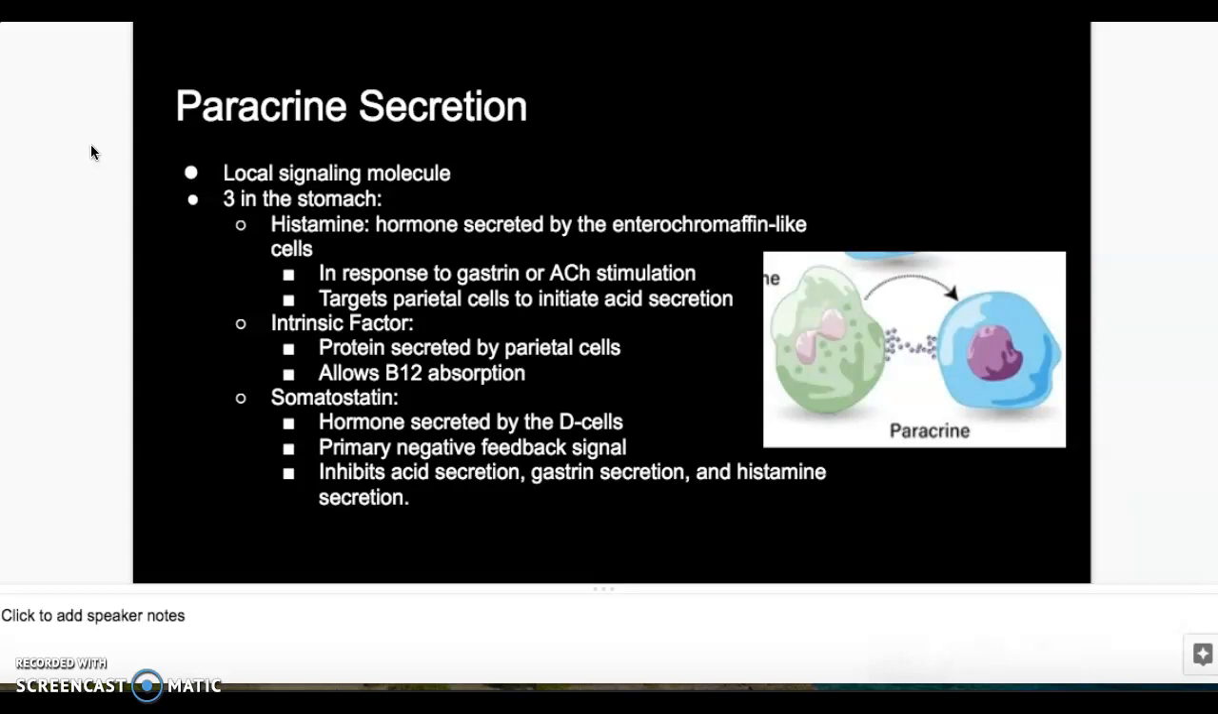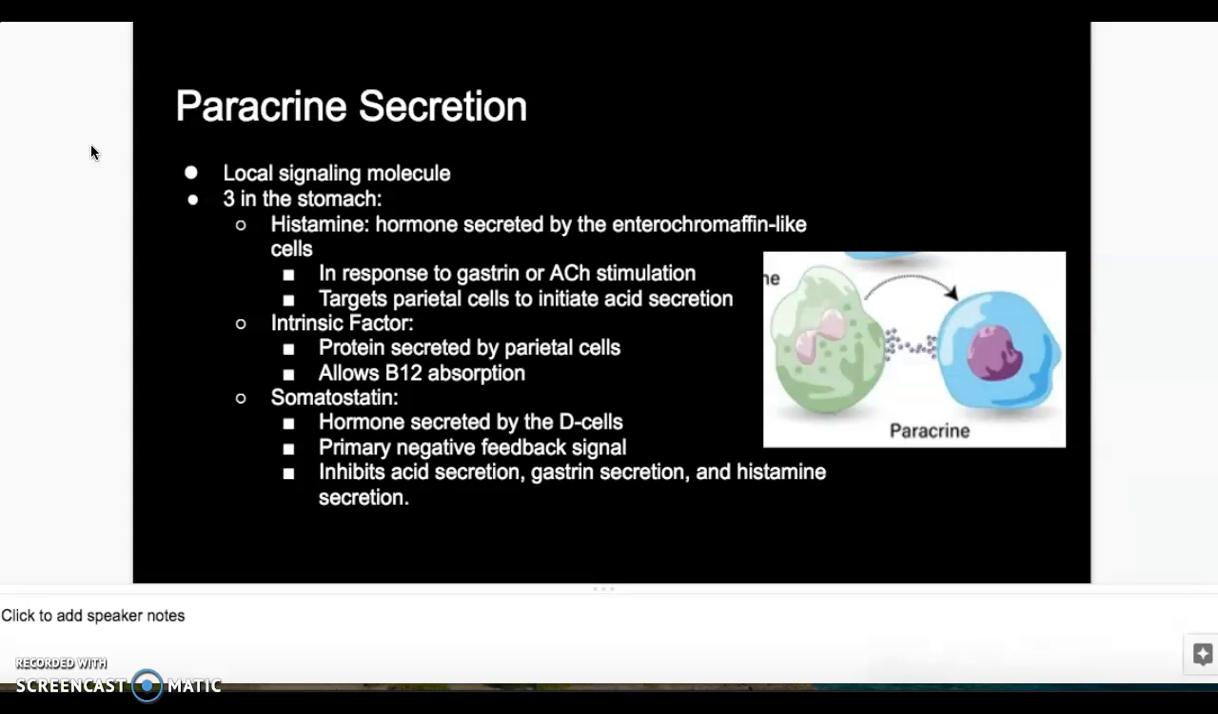I'm going to start with histamine. Histamine is a hormone secreted by the enterochromaffin-like cells. This will be in response to gastrin or acetylcholine. The target cell of the histamine is the parietal cells, and that is to initiate that acid secretion.